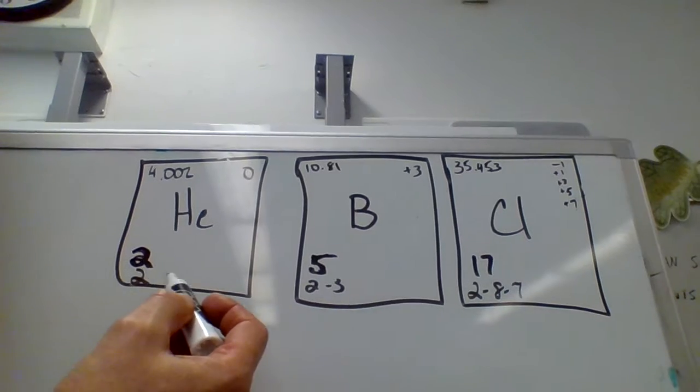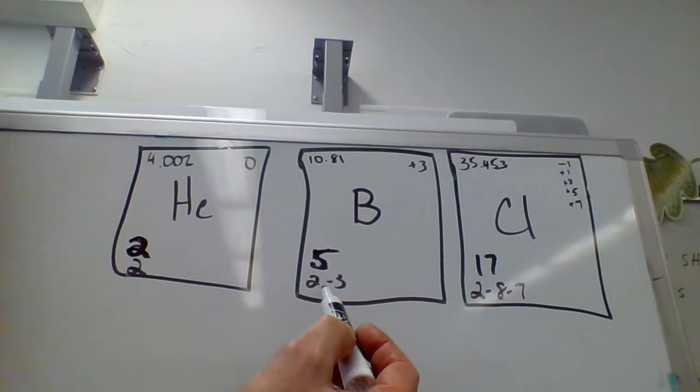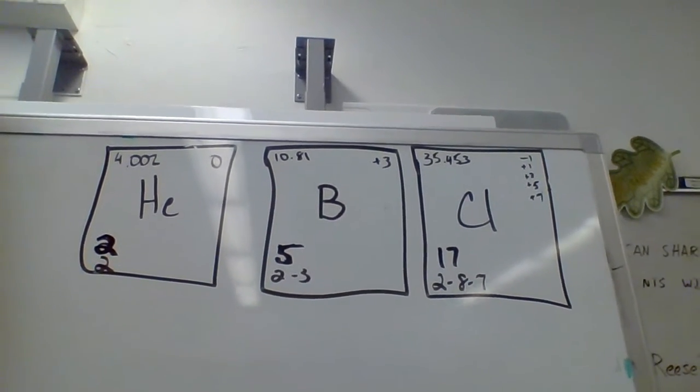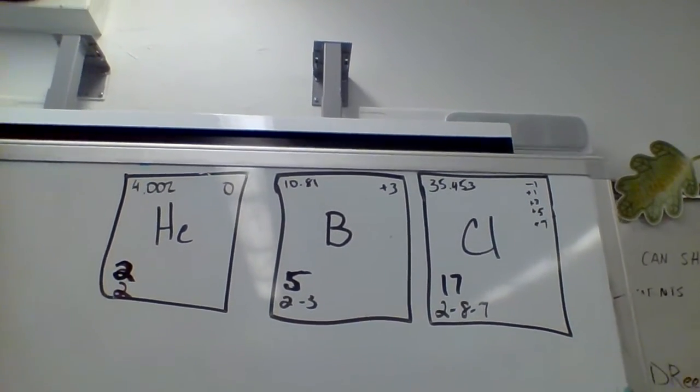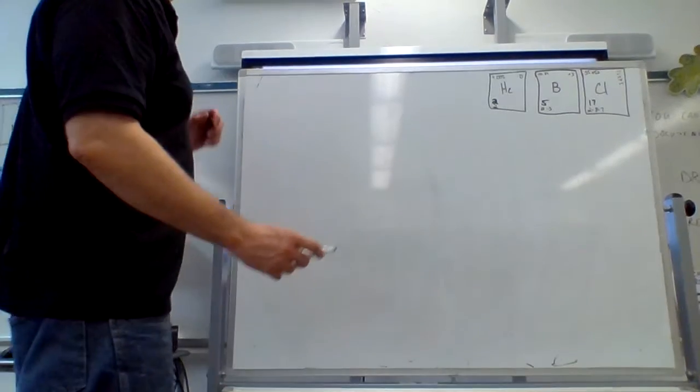So that's right there on the periodic table for us. And we also have this curious number below 2. What's that about? 2-3. What's that about? 2-8-7. What's that about? Let's find out right now. Those happen to be the electron configurations. So let's pan out here and do the electron configurations of each of these.